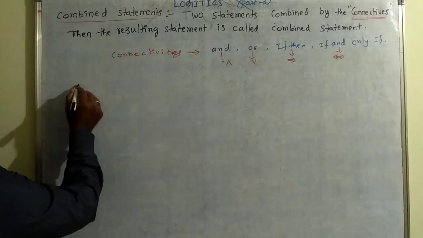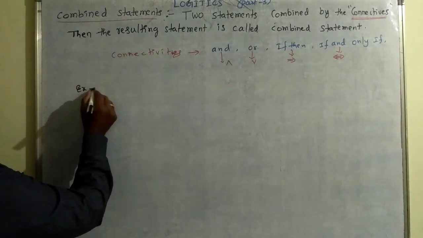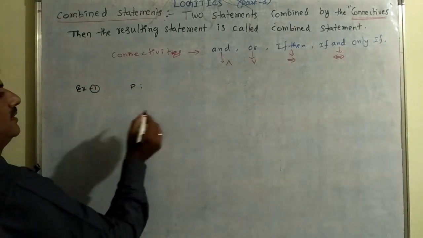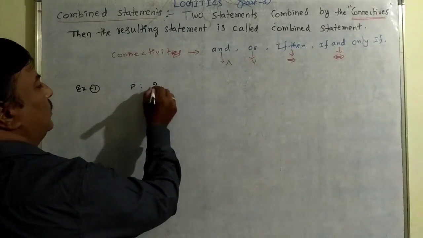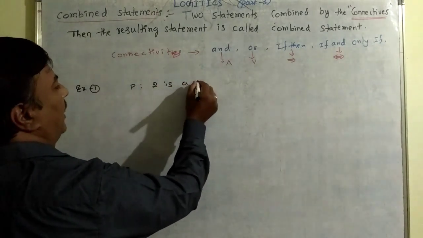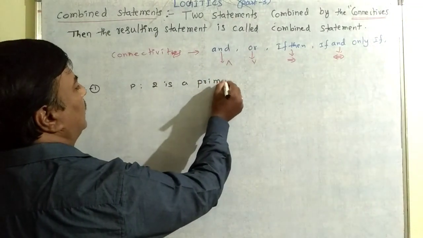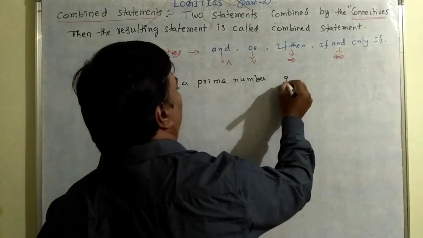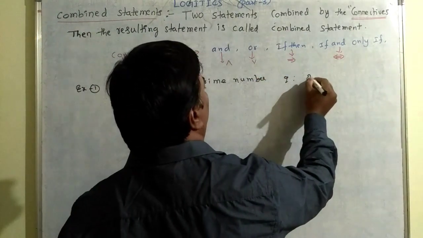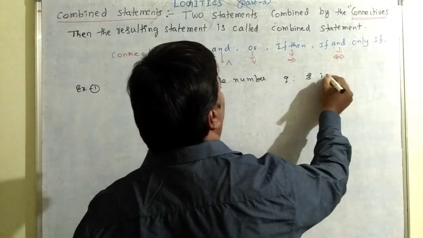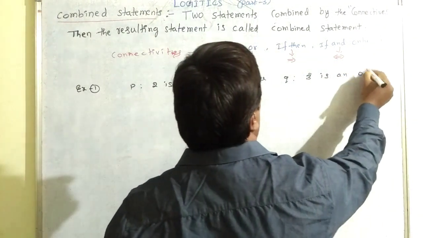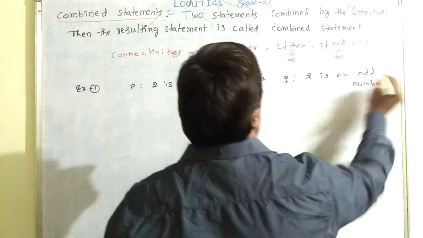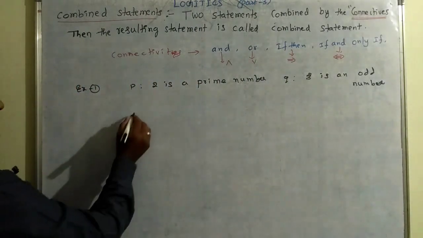Now, by using an example, we discuss these. Let us see example 1. P is the statement: 2 is a prime number. And Q is the statement: 3 is an odd number.